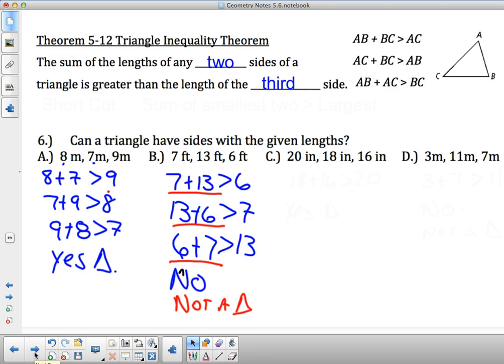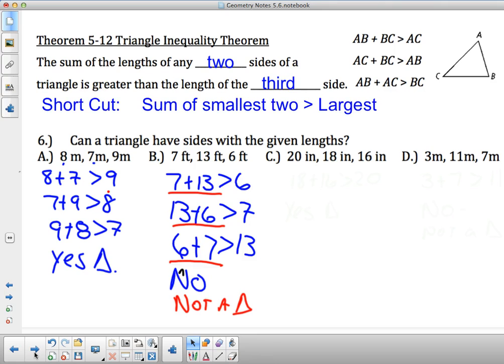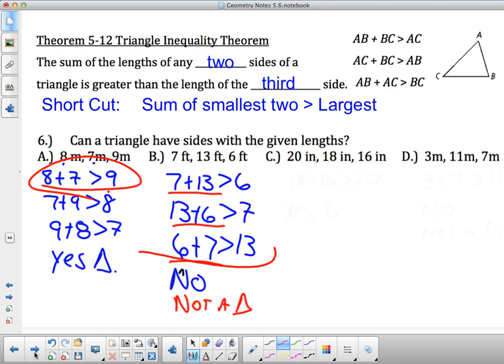going to fail when you take the 2 smallest sides and add them together to be bigger than the largest side. So that's the Bloom shortcut. Sum of the smallest 2 has got to be greater than the largest. Just go straight to it. Okay? If they are, it's going to be a triangle. If they're not, it's not going to be.